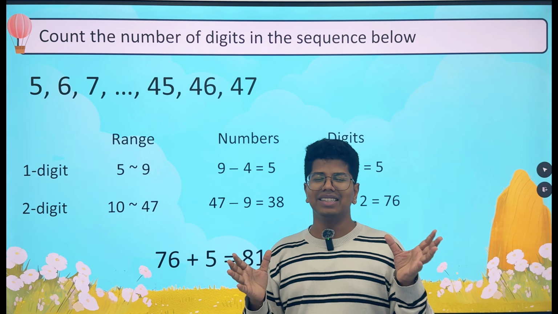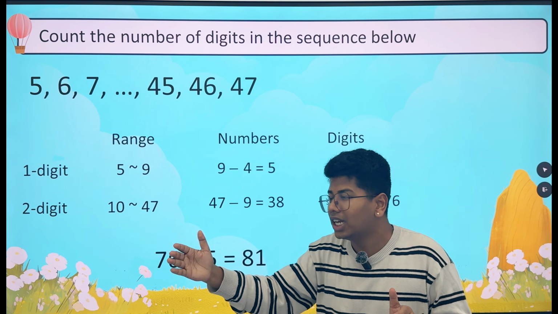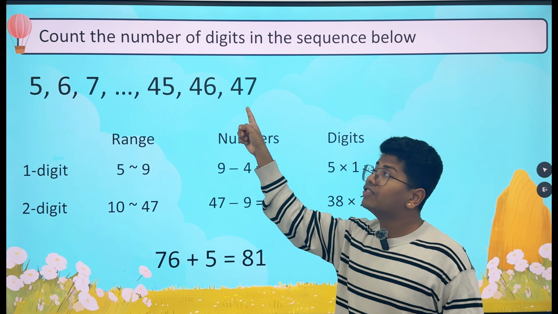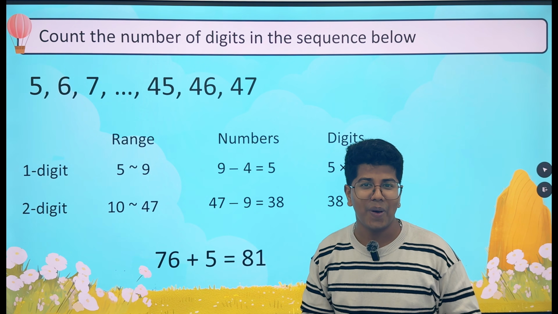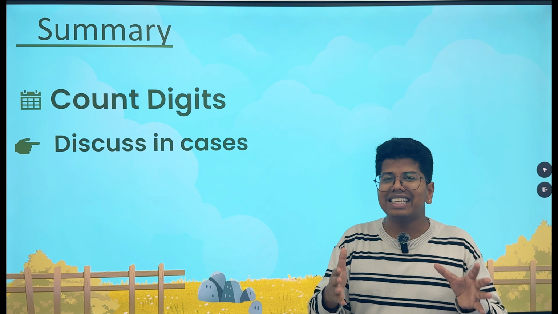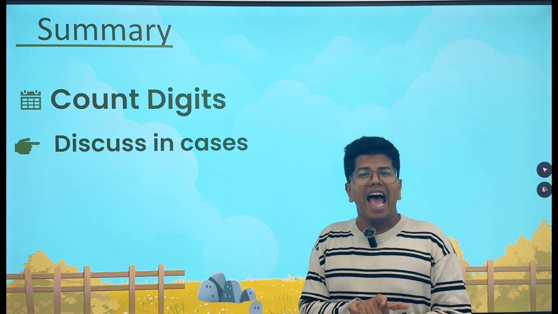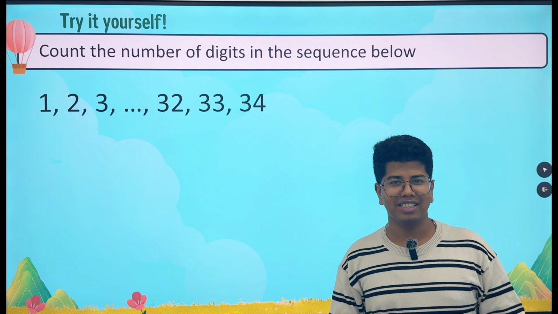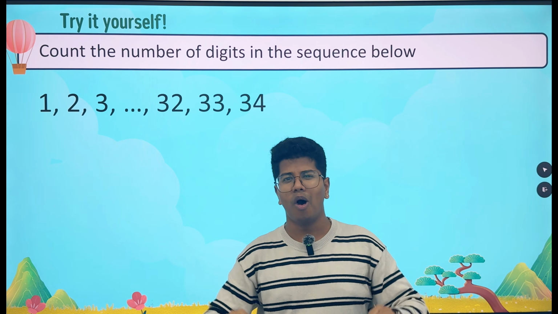So class, the thing to understand here is, whenever you have to count the number of digits, you can separate it into different cases, 1 digit, 2 digit. If the sequence is bigger, having 3 digit numbers, also 3 digits and so on. So, whenever you have to count digits, we can discuss in cases and then you can do it in order. And not just this, if you have understood this question well, I have a practice question for you. Try out this practice and let me know in the comment box.